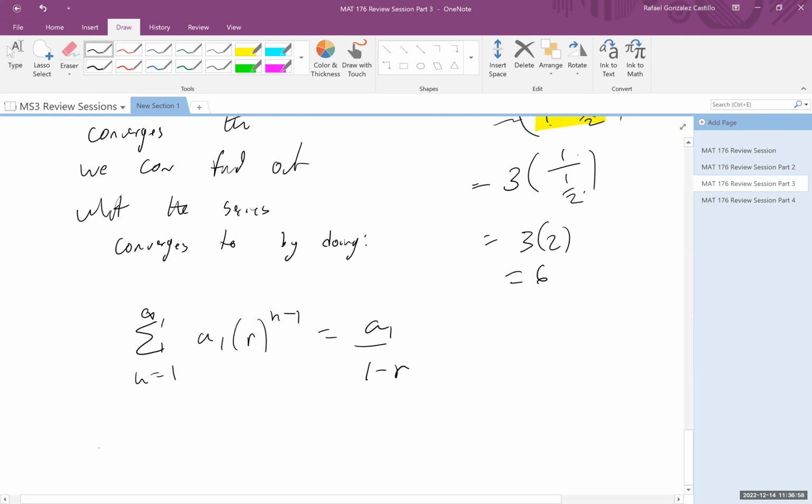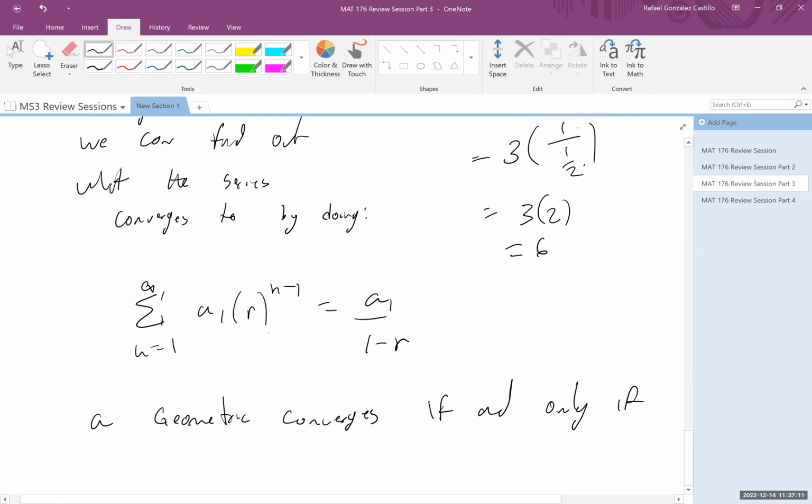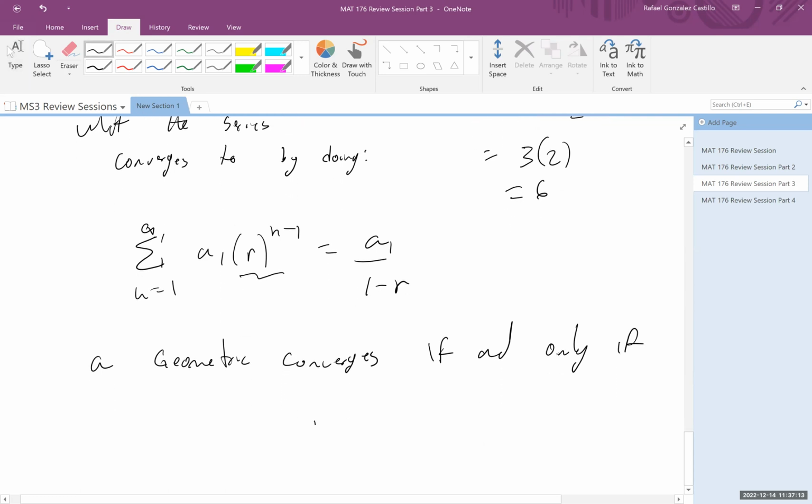Finally, a geometric series converges if and only if r, which is the base here, is between 1 and -1. Okay, so not 1, little r here is between 1 and -1. So that's how you know when a geometric series converges. If the base is between 1 and -1, you're guaranteed for it to converge, and you can actually figure out what it converges to by using this rule.